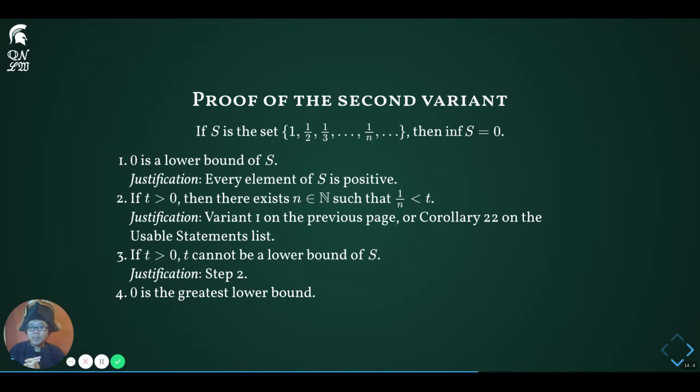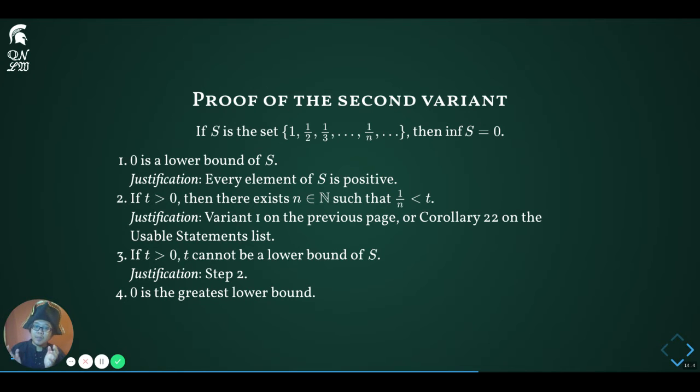Now, suppose t is a number bigger than 0, in other words, it is positive. By applying corollary 22, which is the first variant of the Archimedean property, we can find a natural number n such that 1 over n is less than t.